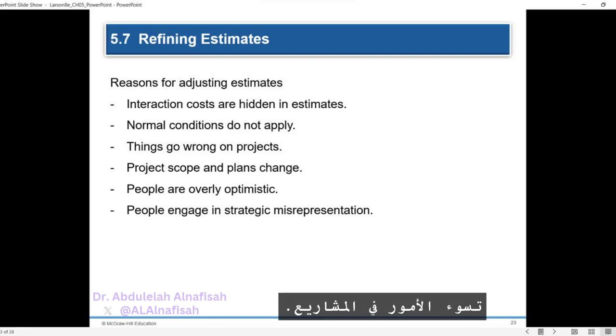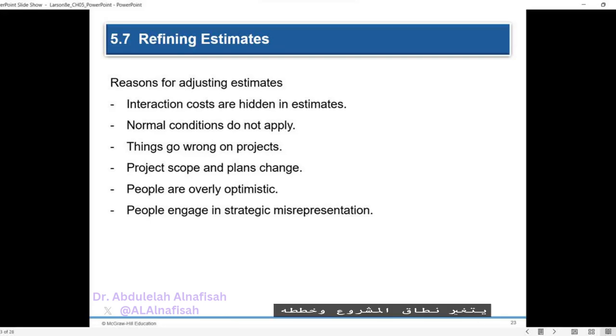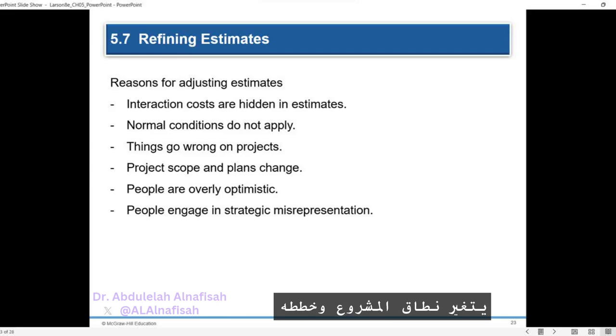Things go wrong on projects. Unforeseen events like design flaws, extreme weather conditions, accidents, and other risks can impact project costs and schedules. While it's not possible to plan for every risk, the likelihood and potential impact of such events should be considered. Project scope and plans change. As the project progresses, a better understanding of the project's requirements may lead to changes in plans and costs. Changes driven by customer demands or market competition can also impact costs and schedules.